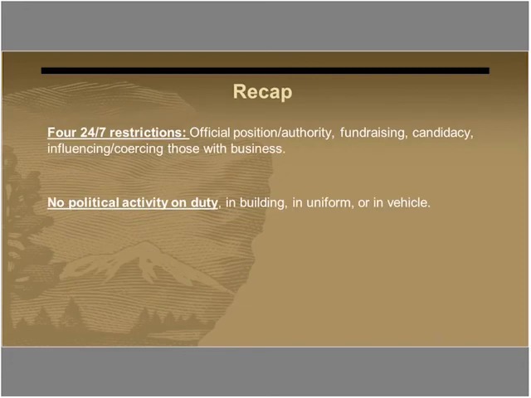So to recap the core components of the Hatch Act, we have those 24/7 restrictions that bar using our official position or authority to influence the outcome of an election. It bars our fundraising in connection to partisan political activities. It bars us from running for office in a partisan political election, and it bars us from influencing politically those who do business with our office. And then, of course, no political activity while you're on duty in the federal workplace, wearing a uniform, or in a government vehicle. So those are the 5 core restrictions of the Hatch Act.